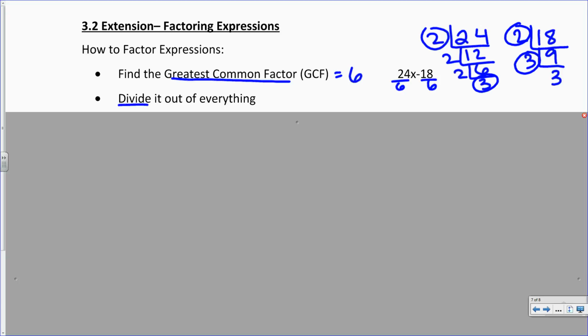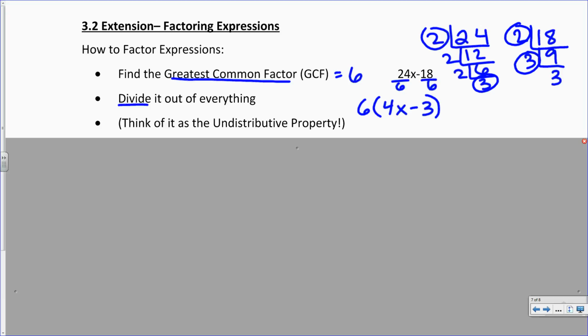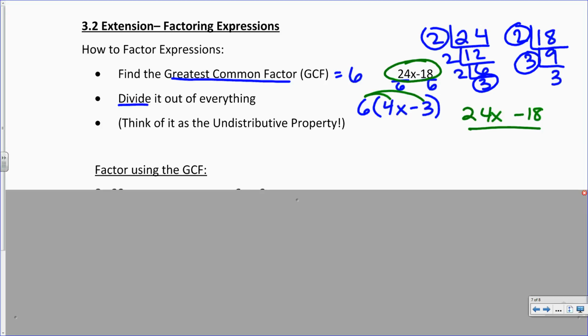Now 24 divided by 6 is 4. And the x stays. 18 divided by 6 is 3. So when I factor the 6 out, I get 4x minus 3, but I need to keep that 6. So I actually put it on the outside. Okay, so we can think of this as the undistributed property because what I did is I just took a 6 out of 24x minus 18. Now I could distribute that back in. 6 times 4 is 24x. 6 times 3 is 18. And I got back to where I started. So really we're undistributing a number.